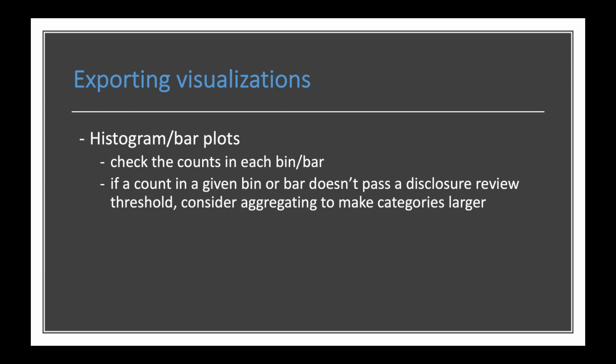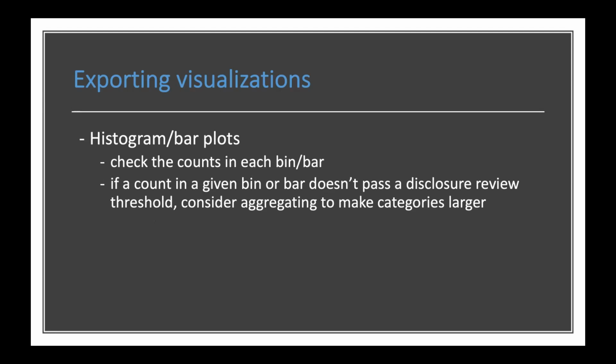So for histograms and bar plots in particular, when we are referring to groupings, we are referring to the specific bins or bars. With histograms, it might not seem as intuitive, but you have to view each single bar or bin as a specific grouping. And we need to make sure that each one of those bins or bars passes the disclosure review. So as a threshold, as a reminder, that's at least 10 individuals and at least 3 institutions.